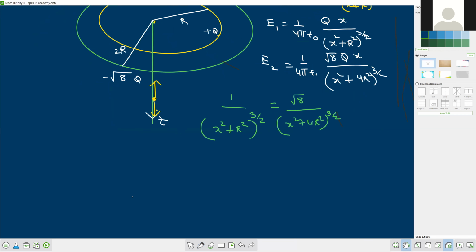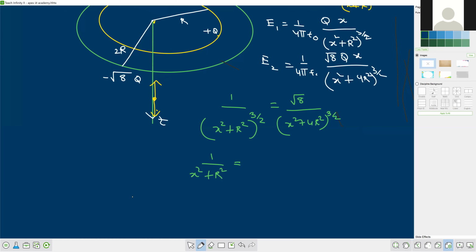But both the equations are in terms of whole power 3 by 2, na? So you can just take whole power 2 by 3 for all of them. If you take whole power 2 by 3 for one, that is 1 only. For this factor, if you take whole power 2 by 3, 3 by 2 and 2 by 3 will get cancelled. So only x square plus r square will remain.